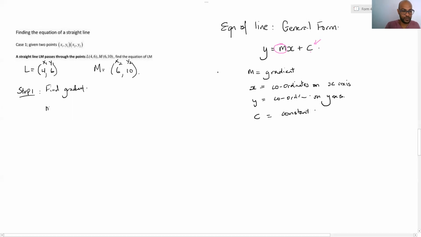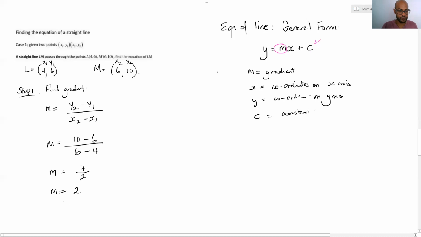And we know that our formula to find the gradient is equal to y2 minus y1 all over x2 minus x1, right? And we label these above, and with good reason. So now we're just going to substitute here. Y2 is 10, y1 is 6, x2 is 6, x1 is 4. 10 take away 6 is going to give me 4. 6 take away 4 is going to give me 2. Our gradient, 4 over 2, is going to give me 2.